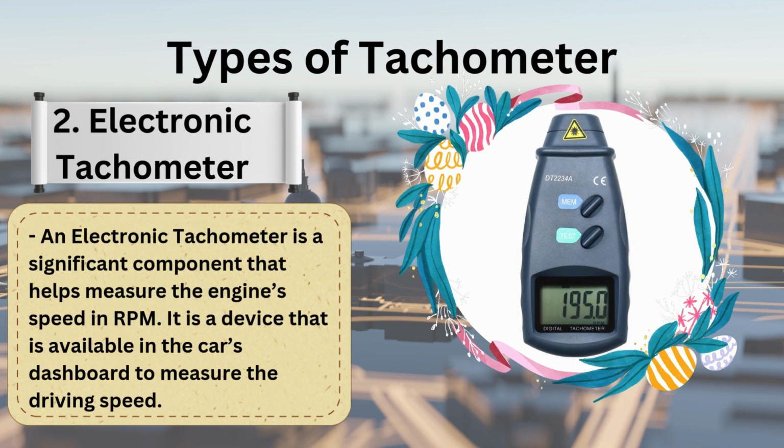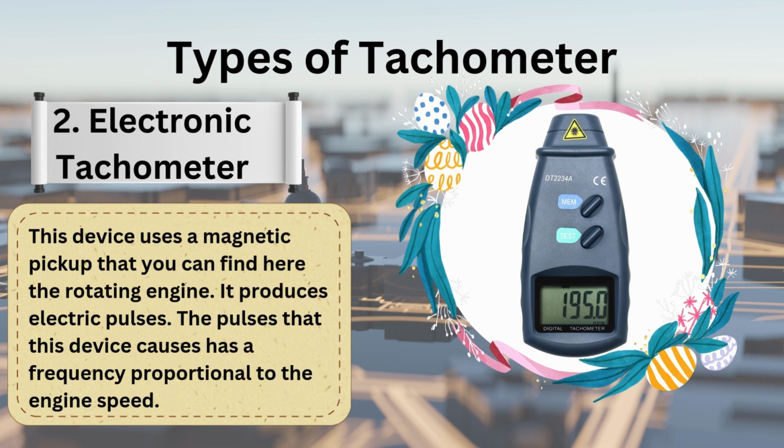Number 2. Electronic tachometer. An electronic tachometer is a significant component that helps measure the engine's speed in RPM. It is a device that is available in the car's dashboard to measure the driving speed. This device uses a magnetic pickup that you can find near the rotating engine. It produces electric pulses. The pulses that this device causes have a frequency proportional to the engine speed.